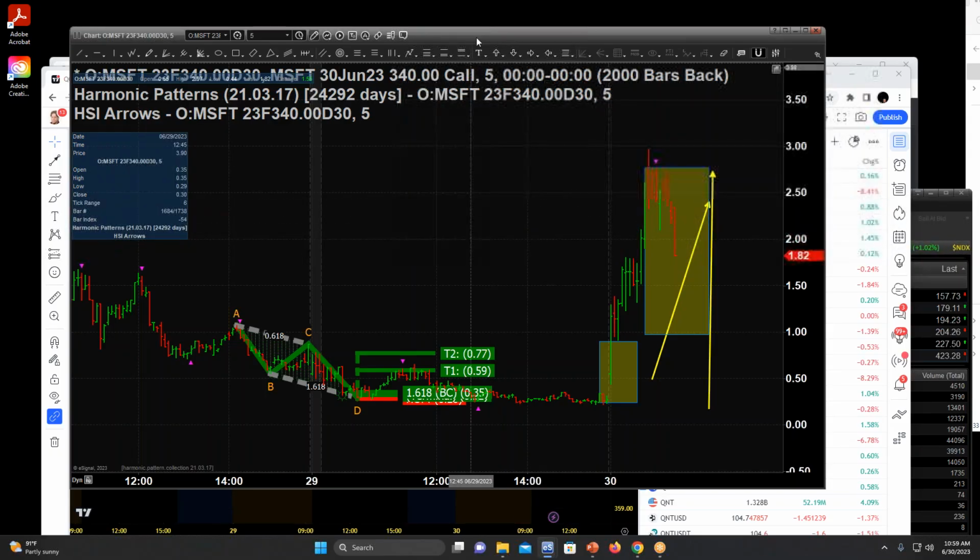That's through Interactive Data. It's a paid data source, but it's the best in my opinion. We have HSI arrows and the patterns for the option contracts. And I use Thinkorswim. Now, we do have HPC to identify patterns, and you could use that for Thinkorswim as well.